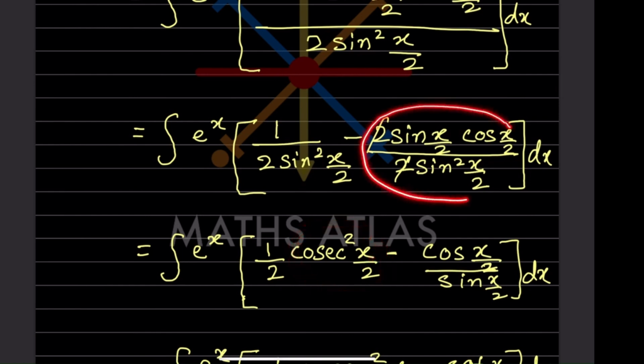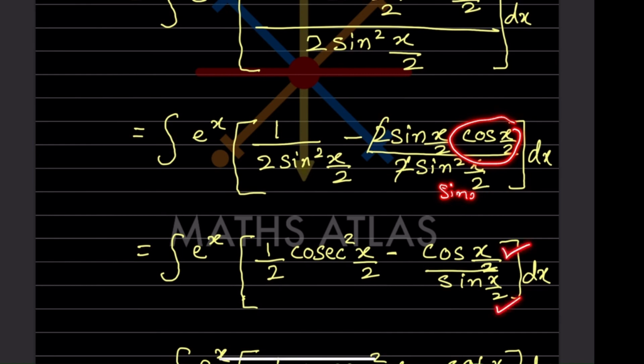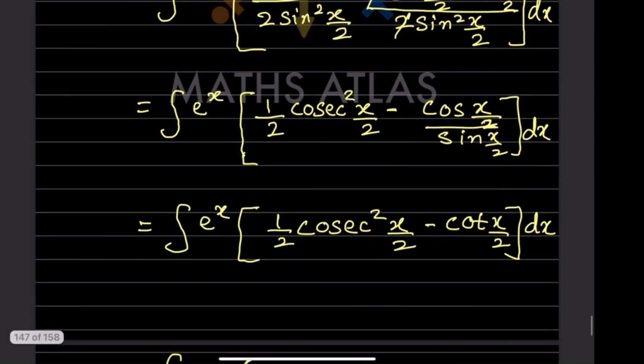Now look at this part. We can cancel 2 and 2. One more thing: because this is sin square x by 2, one sin x gets cancelled, and in the denominator we get just sin x by 2, and this cos x by 2 is as it is. That is dx. Now this all we write the same, but cos by sin is cot. So this is x by 2, so we write cot x by 2 dx.